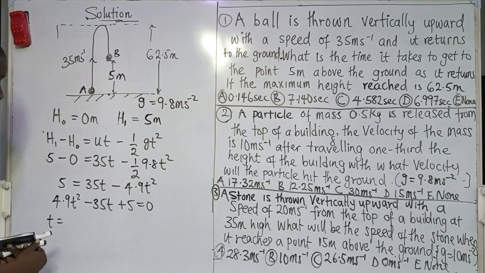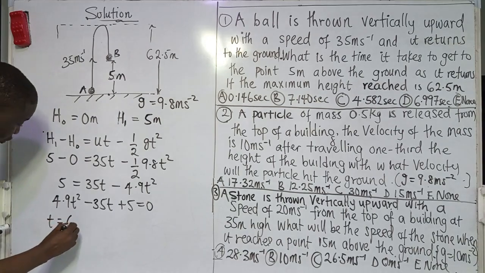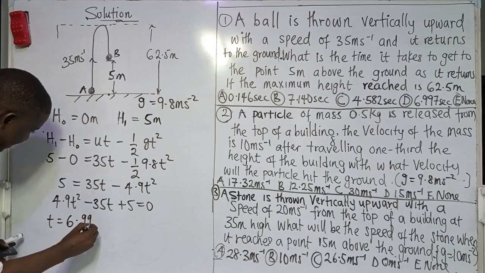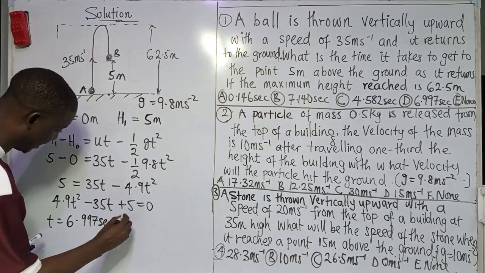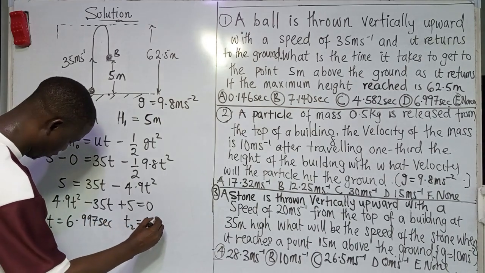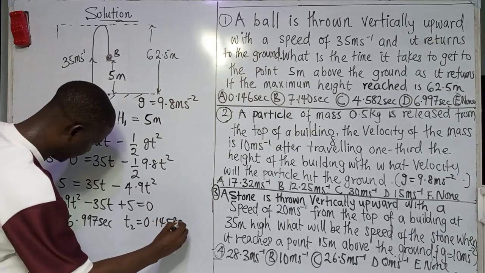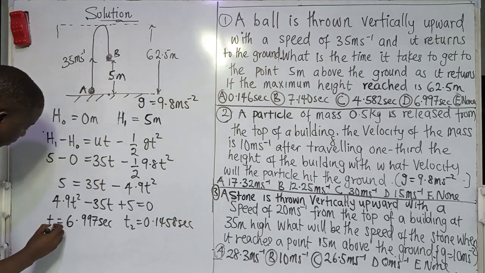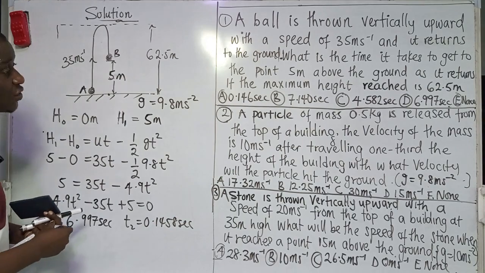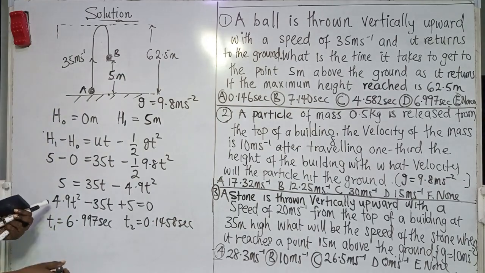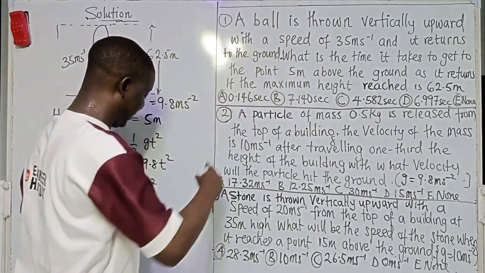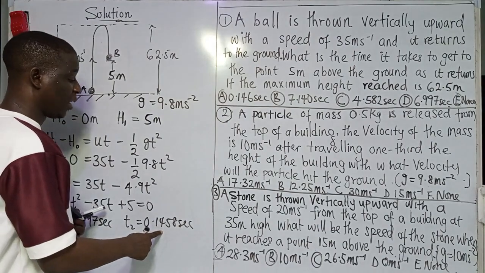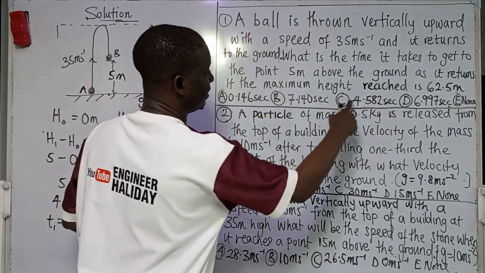So our answer is T1 equals 6.997 seconds, and then another, T2, is 0.1450 seconds. These are the two times. The first one is there, and the second one, 0.146, is also there. Look at option D.